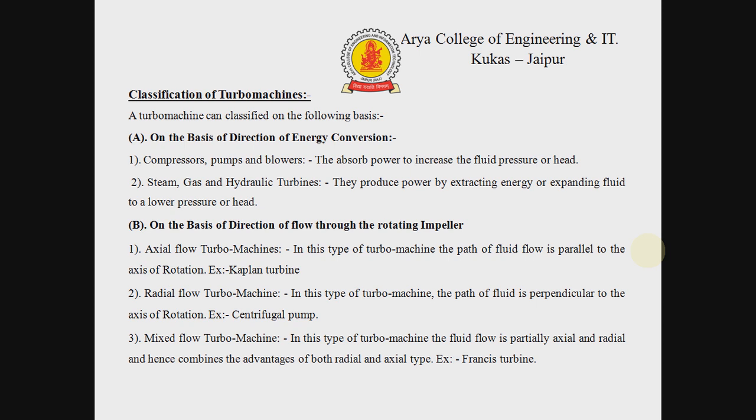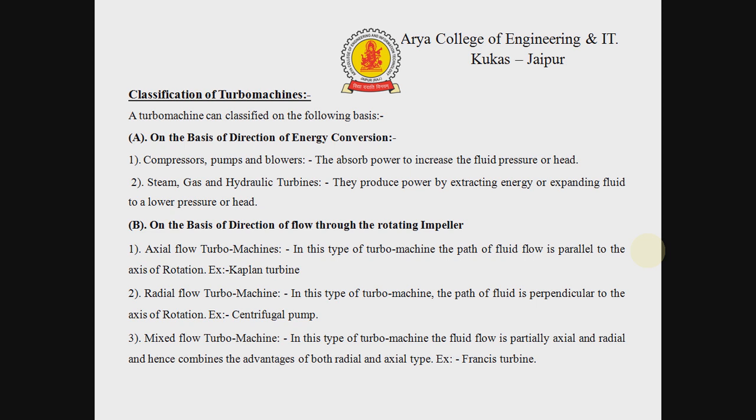Second, on the basis of direction of flow through the rotating impeller. Axial flow turbo machine. In this type of turbo machine, the path of fluid flow is parallel to the axis of rotation. Example, Kaplan turbine. Radial flow turbo machine. In this type, the path of fluid is perpendicular to the axis of rotation. Example, centrifugal pump. Third is mixed flow turbo machine.